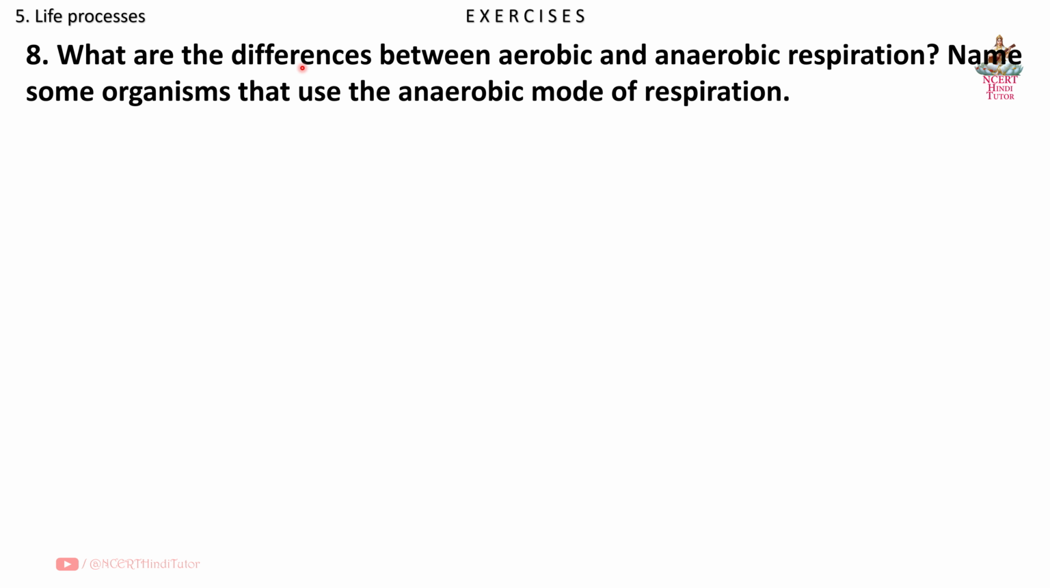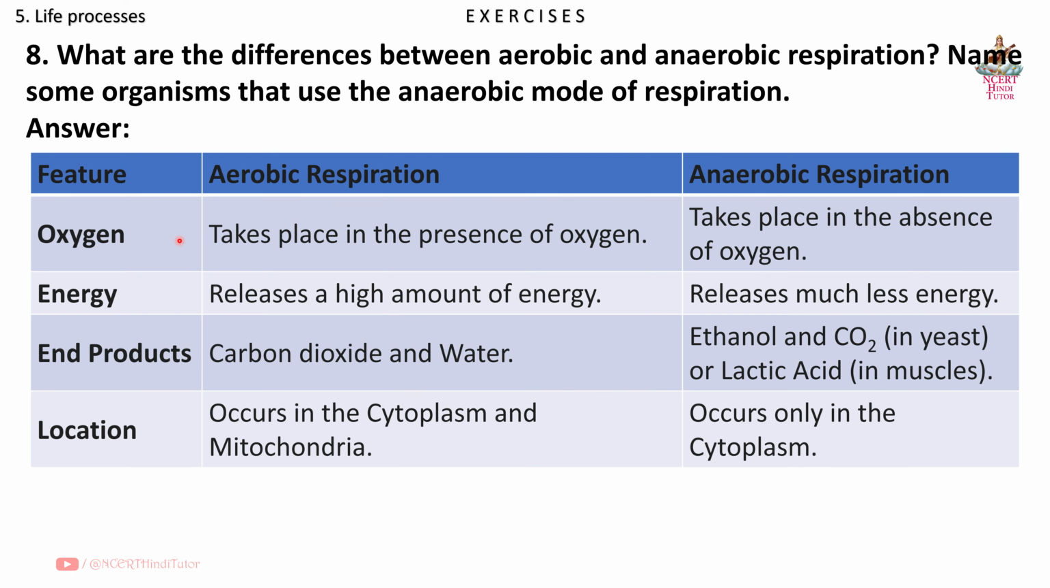Question 8. What are the differences between aerobic and anaerobic respiration? Name some organisms that use the anaerobic mode of respiration. Answer. Oxygen: aerobic respiration takes place in the presence of oxygen. Anaerobic respiration takes place in the absence of oxygen. Energy: aerobic respiration releases a high amount of energy. Anaerobic respiration releases much less energy. End products: aerobic respiration, carbon dioxide and water; anaerobic respiration, ethanol and CO2 in yeast or lactic acid in mussels.